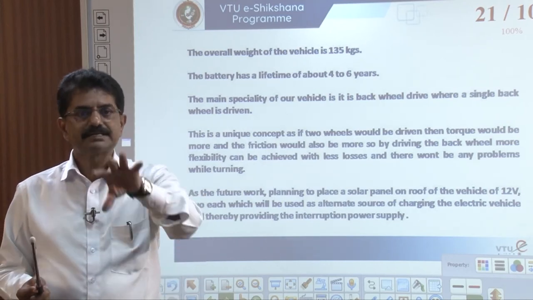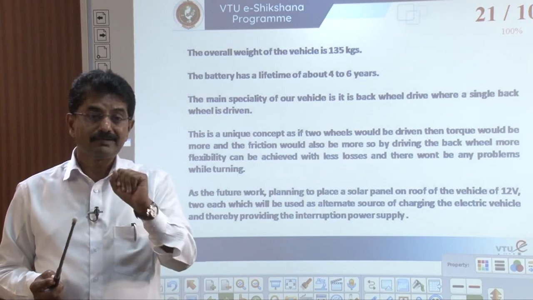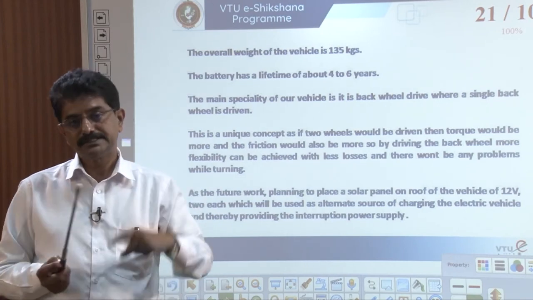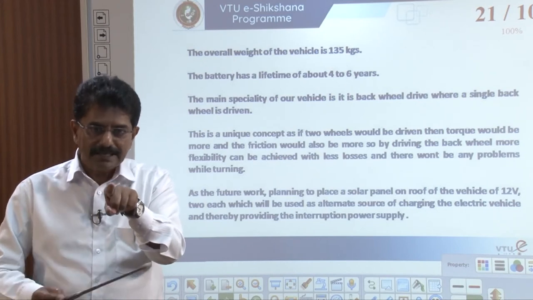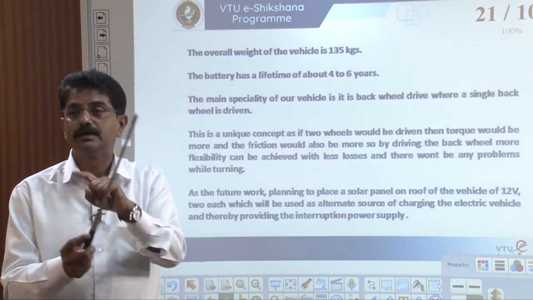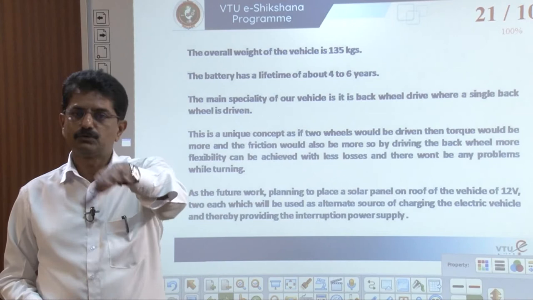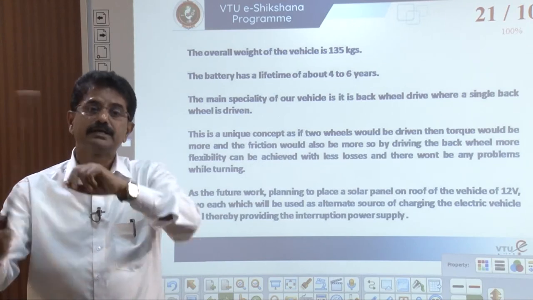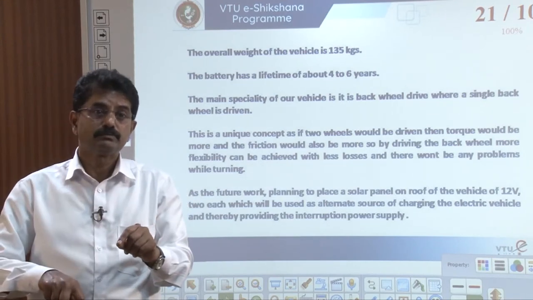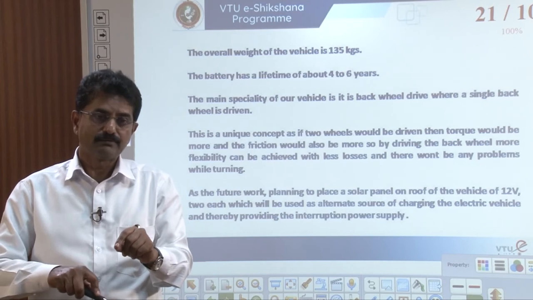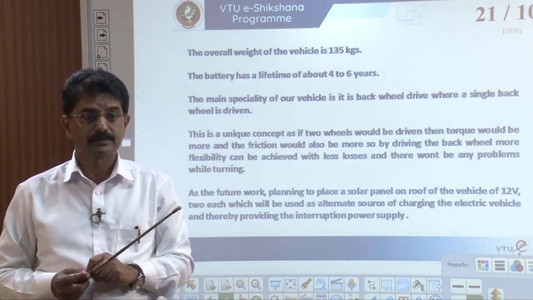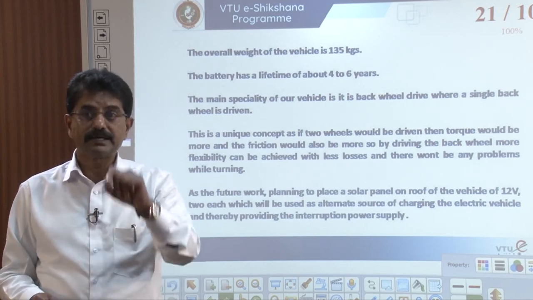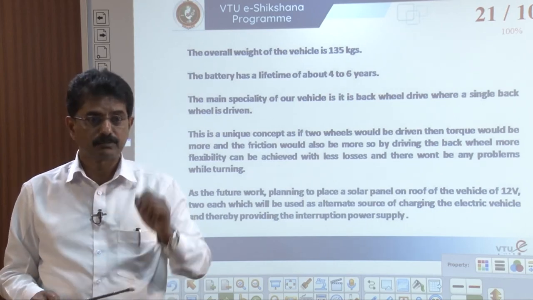Here the motor is connected to the back wheel only. Back wheel means there is only a single wheel. You just imagine, when we connect a battery to a single wheel, it has to rotate only one wheel. In case we connected two wheels, it has to rotate two wheels. That means the load increases. As compared to a single wheel, the two wheels draw more current from the battery. For this purpose, we have connected the battery to the back wheel only.